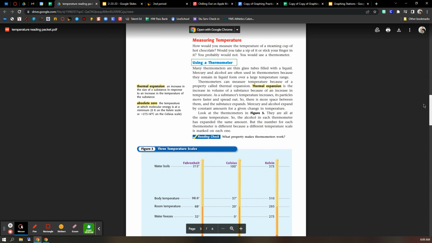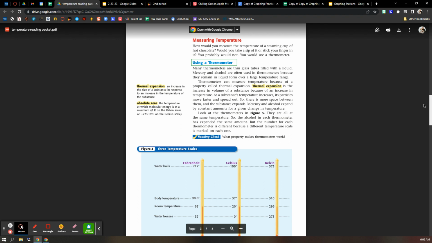Measuring temperature. How would you measure the temperature of a steaming cup of hot chocolate? Would you take a sip of it or stick your finger in it? You probably would not. You would use a thermometer. Using a thermometer. Many thermometers are thin glass tubes filled with a liquid. Mercury and alcohol are often used in thermometers because they remain in liquid form over a large temperature range.